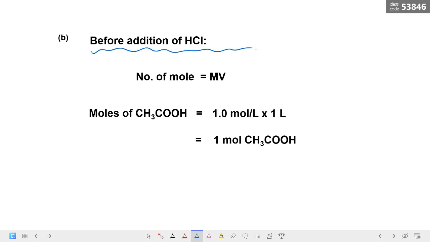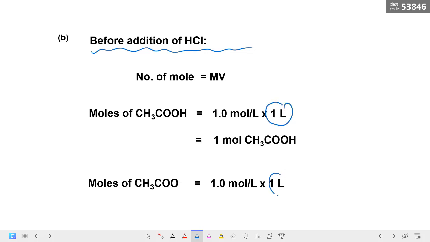And the initial mole of the salt ataupun the conjugate base is 1.0 molar times its volume, 1 liter. 1 liter ini adalah volume of the buffer solution tu, dah dinyatakan 1 liter. So, the initial mole of the salt ataupun conjugate base juga 1 mole.